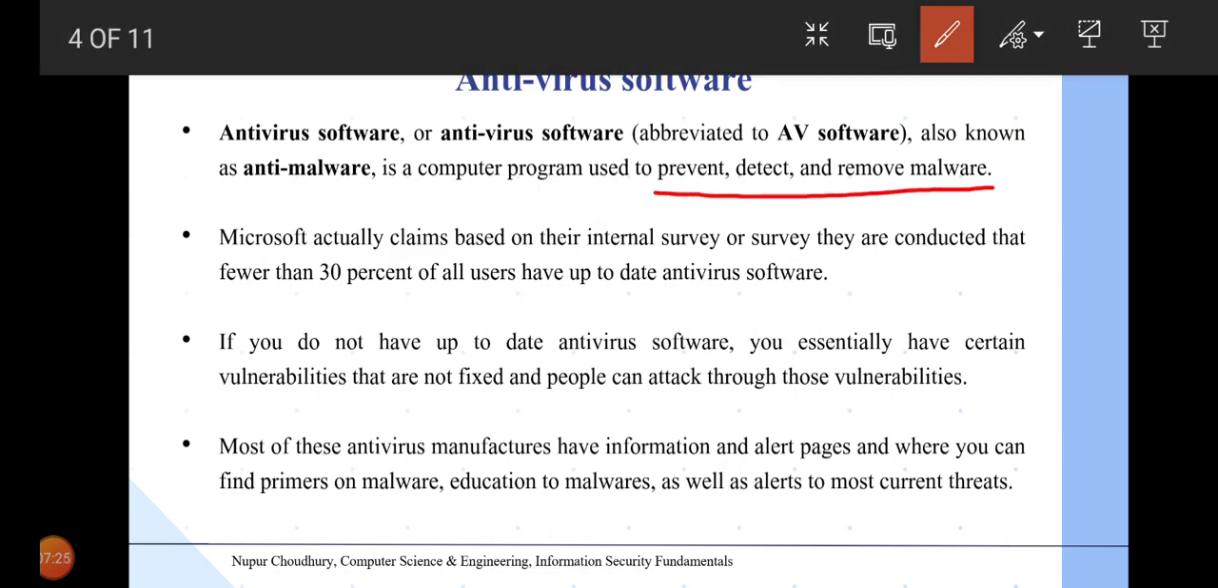So basically, it is responsible for preventing. However, it also detects and removes some of the low priority malwares. Microsoft generally claims, based on the survey that they have conducted, that fewer than 30% of all users have up-to-date antivirus software.